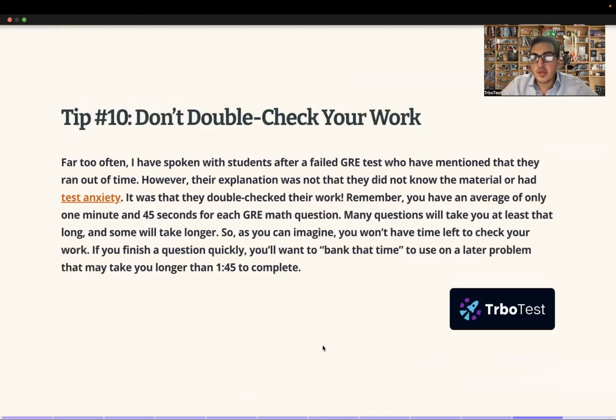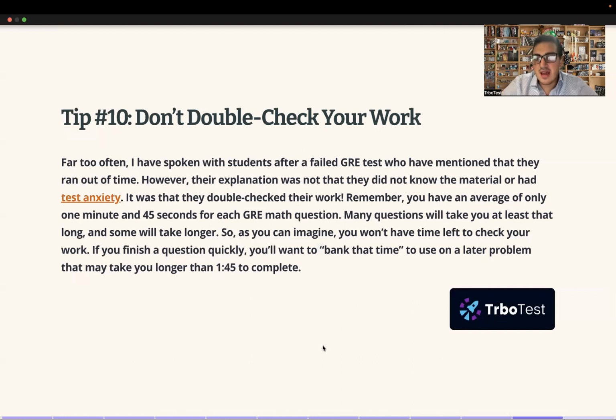Finally, the last tip I'm going to leave you with is don't double check your work. This is very strange when you hear this, but let me explain. Far too often, I've spoken with students after a failed GRE test who have mentioned that they ran out of time. However, their explanation was not that they did not know the material or had test anxiety. It was that they double-checked their work.